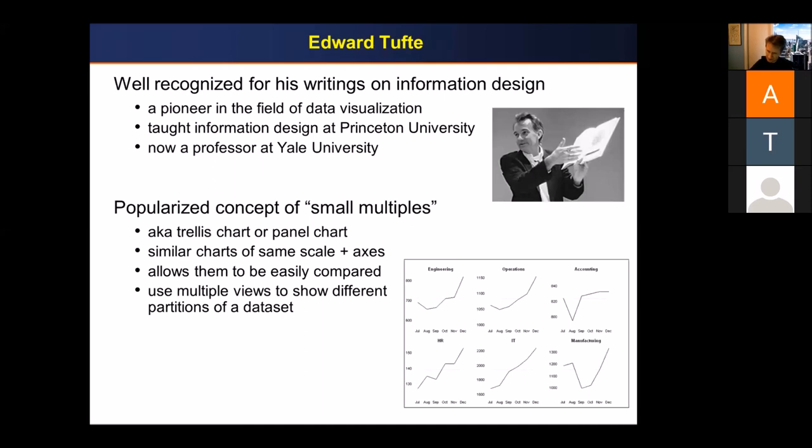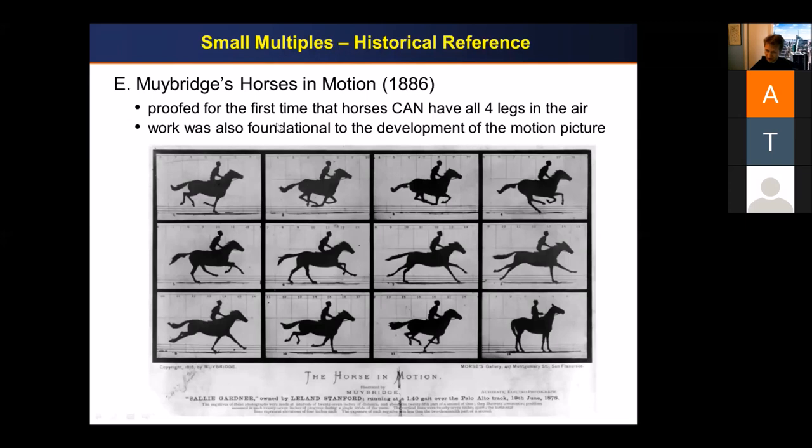Of course, he didn't invent small multiples. He just discovered it, I guess. It's a pretty old concept, actually. When you look at 1886, there's a picture by Muybridge, which is horses in motion. This showed, as a horse gallops across, and this visualization really showed for the first time that horses can have all four legs in the air. Because people never knew this. People just watched these horses, but they could never figure out whether all four legs were in the air or not, because every time the horse runs, you miss it.